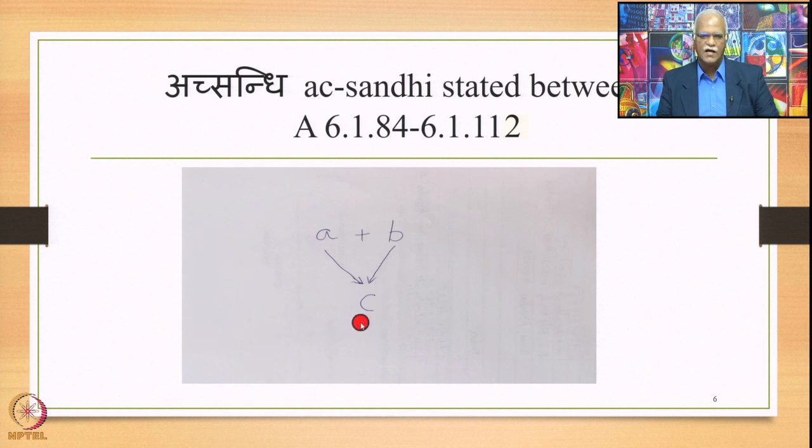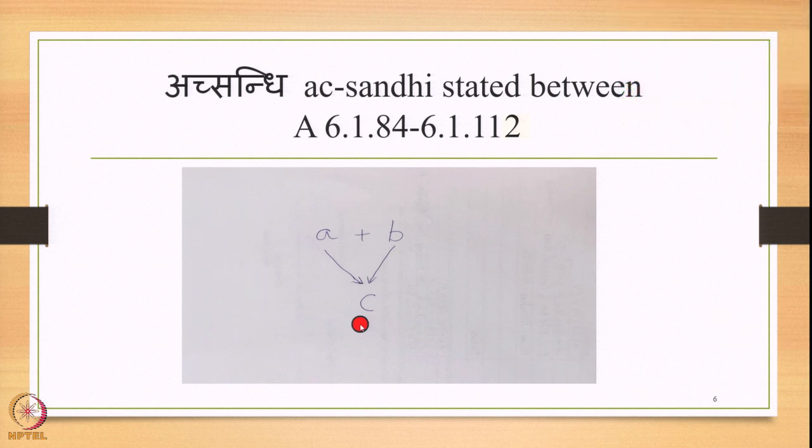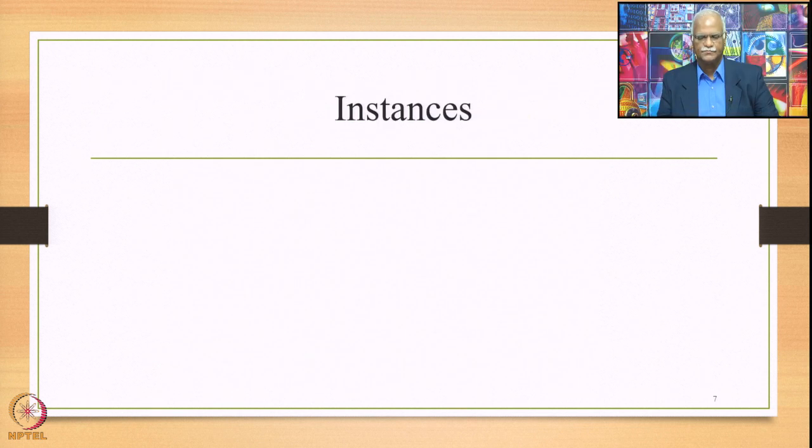In case of ekasthānika ekādeśa, the input was A plus B, but the output was C plus B. In ekasthānika ekādeśa, only A got substituted by C. But in dvisthānika ekādeśa, both A and B, purva and para, get substituted by one, that is C. This ekah purva parayoho adhikara continues from 6184 up to 6112. There are five instances of ekah purva parayoho.